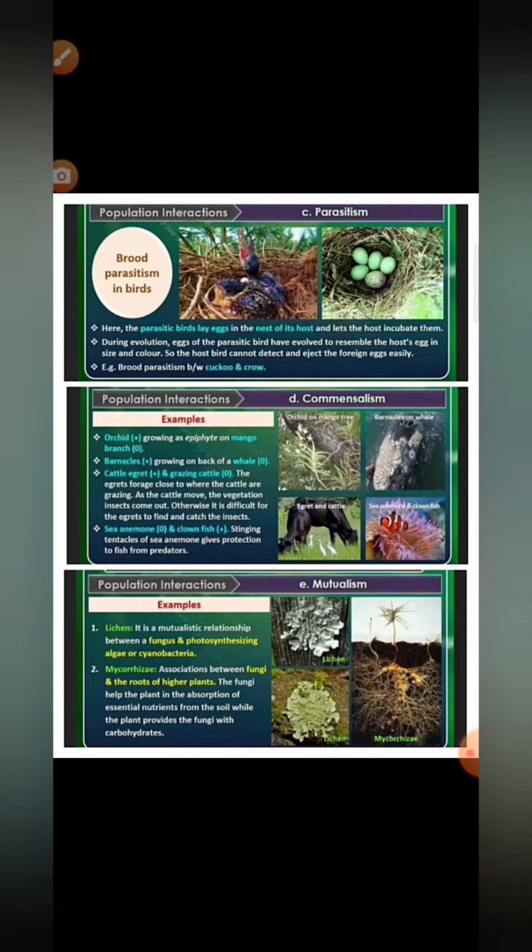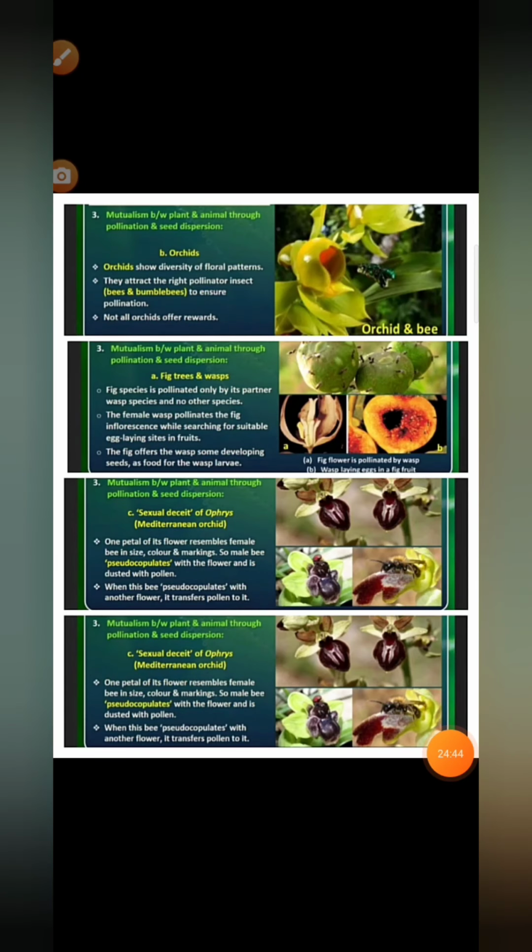So whatever we are discussing here, all these topics are about the interaction between two species, how they interact. Now commensalism examples you can give, like an orchid growing as an epiphyte on a mango tree. The orchid gets shelter and nutrition from the mango tree, while the mango tree is neither benefited nor harmed. And barnacles growing on the back of a whale. The barnacles are benefited by moving to locations for food as well as shelter, while the whales are neither benefited nor harmed.